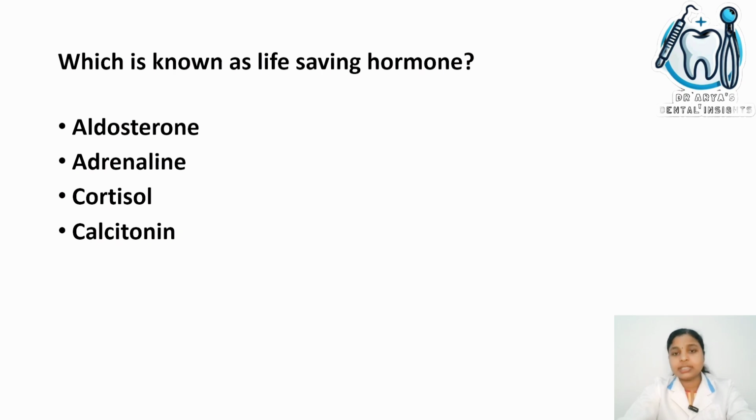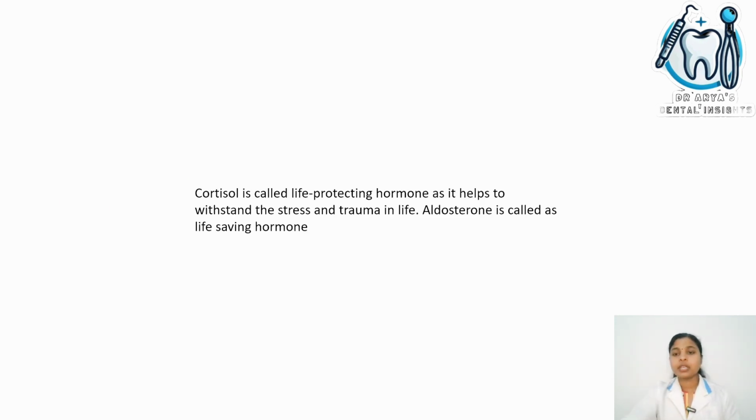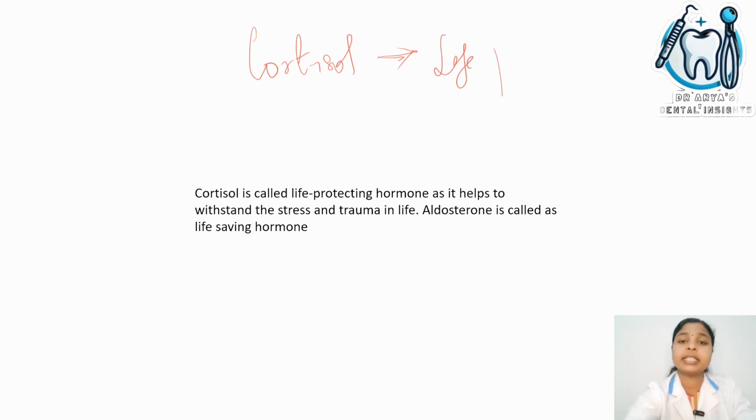So coming to the next question, which hormone is known as life-saving hormone? Is it aldosterone, adrenaline, cortisol, or calcitonin? Cortisol is called a life protecting hormone as it helps to withstand the stress and trauma in life. So which is that hormone? Cortisol. Okay, so cortisol is known as life protecting hormone.